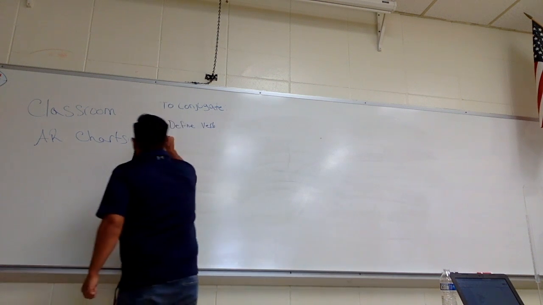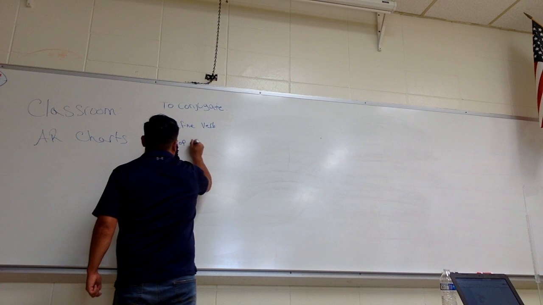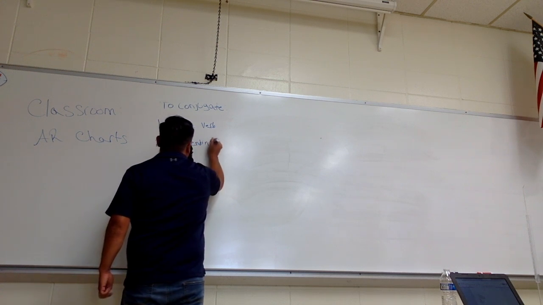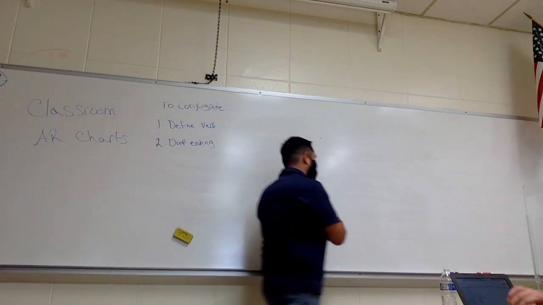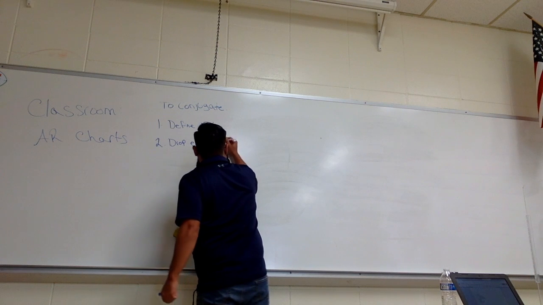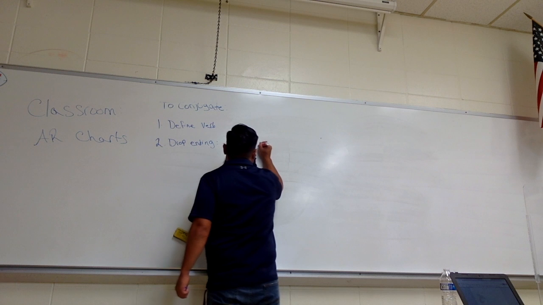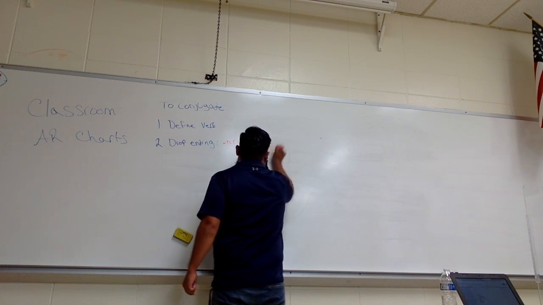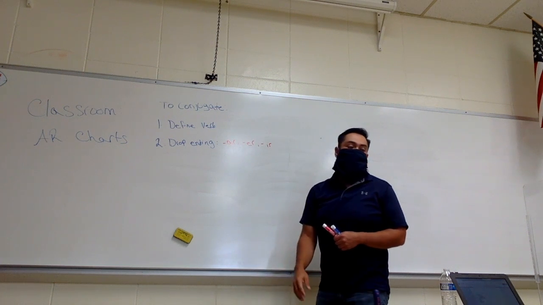What's step 2? Drop the ending. Now, we said there are 3 types of endings. What are those 3 types of endings? AR, ER, IR. So you look at your verb, find your ending, get rid of it.